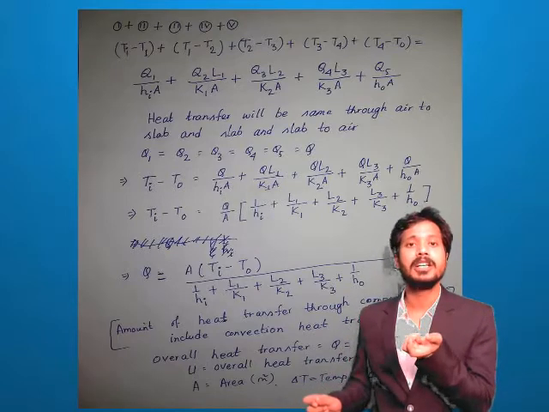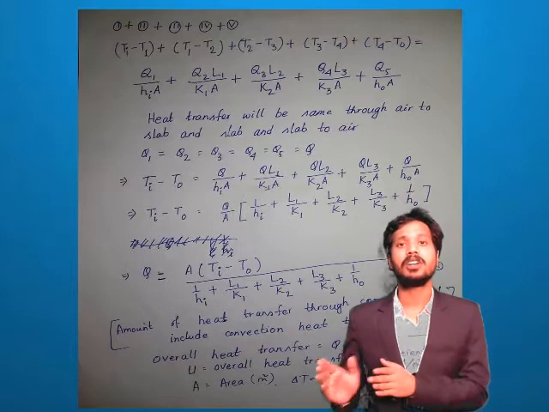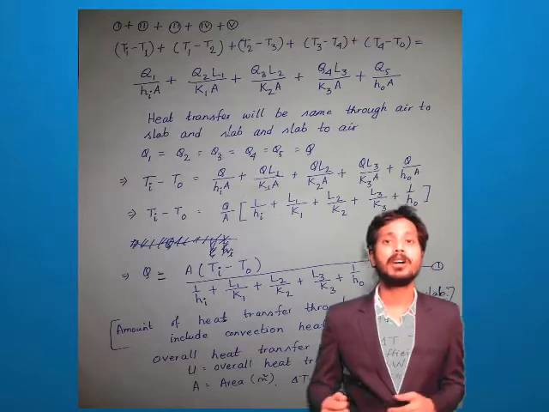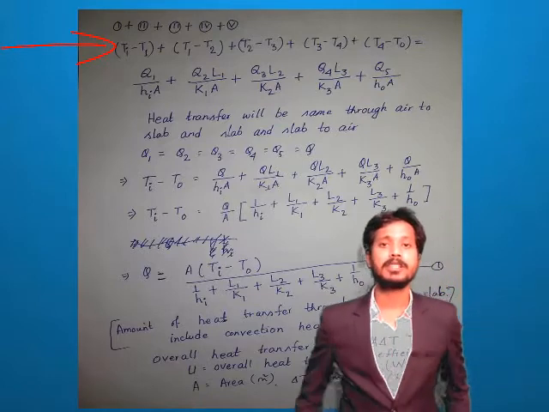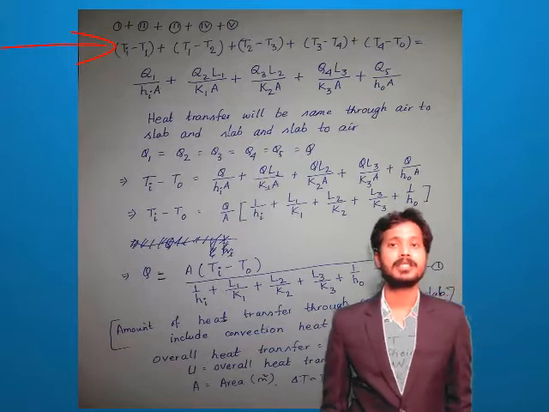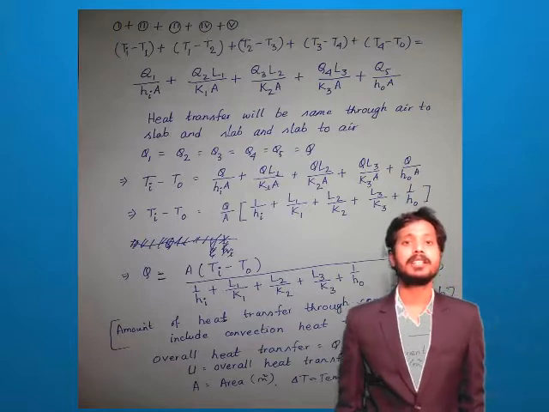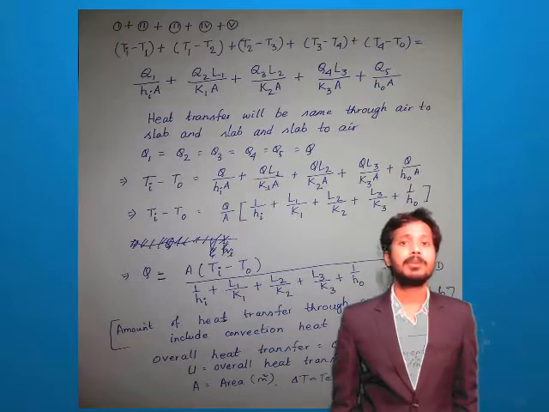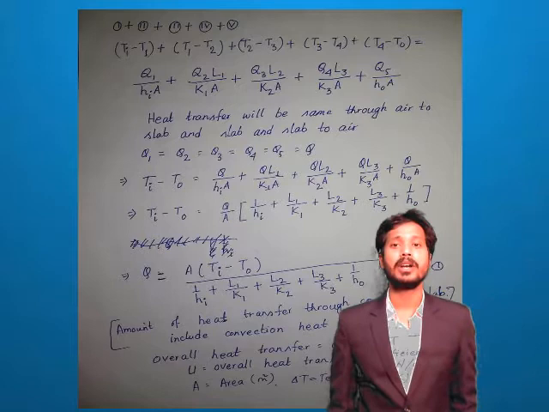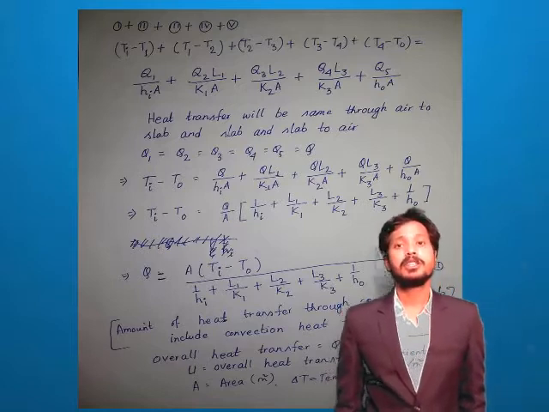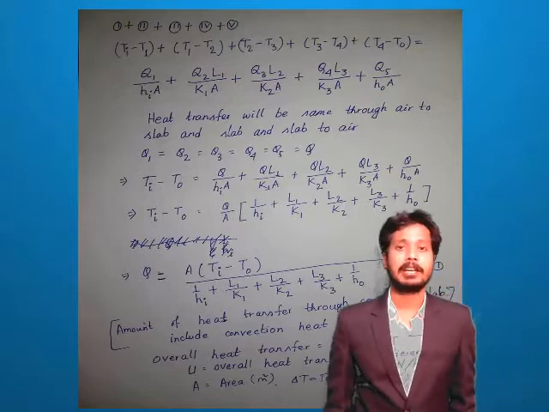How much is the total potential? It's not Ti minus T1, or T1 minus T2. Total potential is Ti minus T naught. So to get this value, we have to sum up all these equations. If I add the left hand side, it looks like Ti minus T1 plus T1 minus T2 plus T2 minus T3 plus T3 minus T4 plus T4 minus T naught equals, in the right hand side, we get Q1 by Hi into A plus Q2 into L1 by K1 A plus Q3 into L2 by K2 into A plus Q4 into L3 by K3 into A, and last, plus Q5 by H naught A.